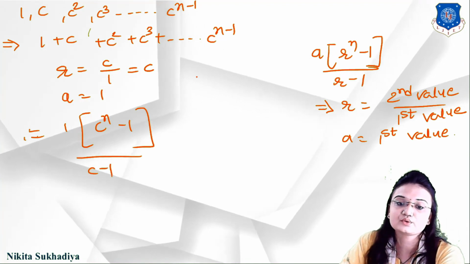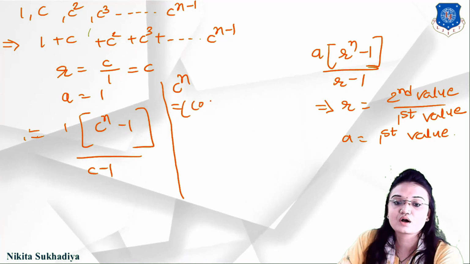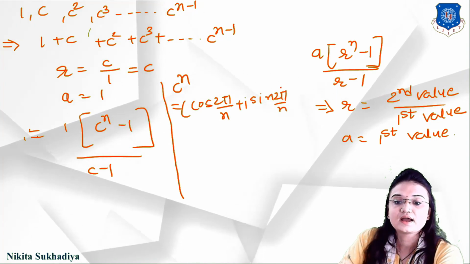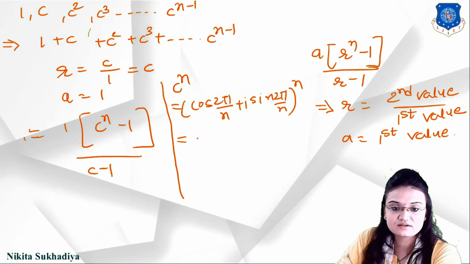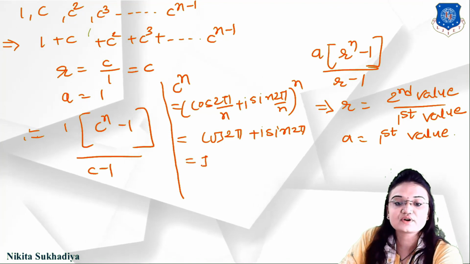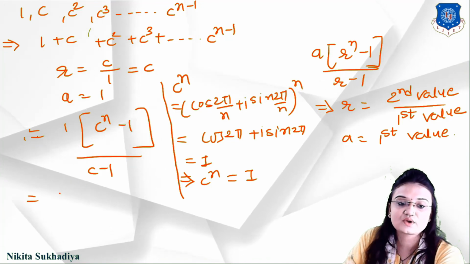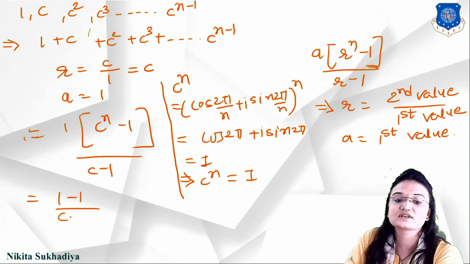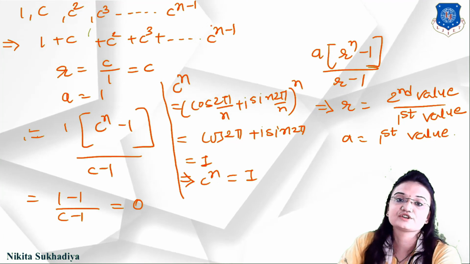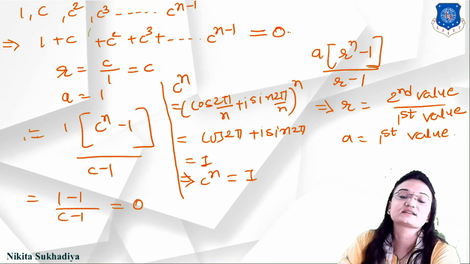But here we have c raised to n, so let's find the value of c raised to n. c is cos 2π/n plus i sin 2π/n, raised to n. This is nothing but cos 2π plus i sin 2π, and the answer is 1. So we can say that c raised to n is 1. Put c raised to n here, so this is (1 minus 1) upon c minus 1, and 1 minus 1 is 0. So we have proved that 1 plus c plus c squared plus c cubed up to c raised to n minus 1 is 0.